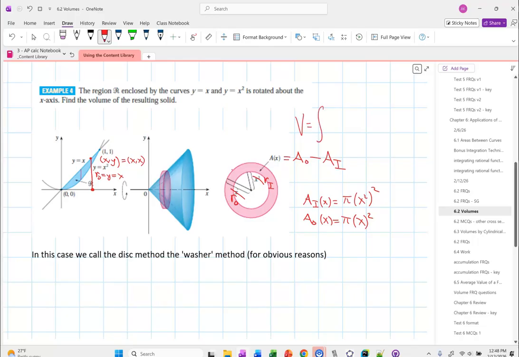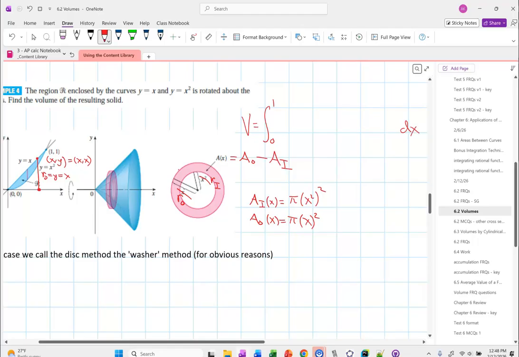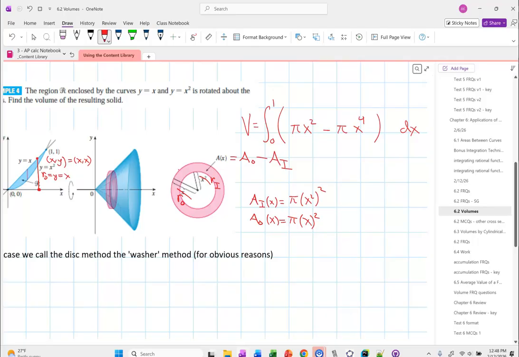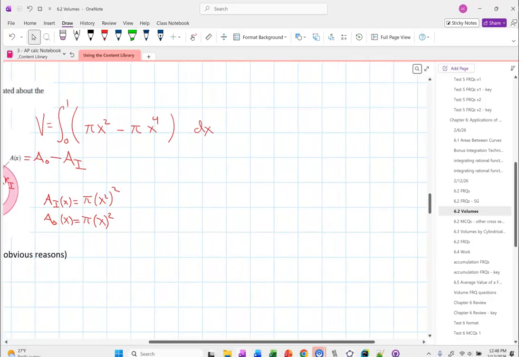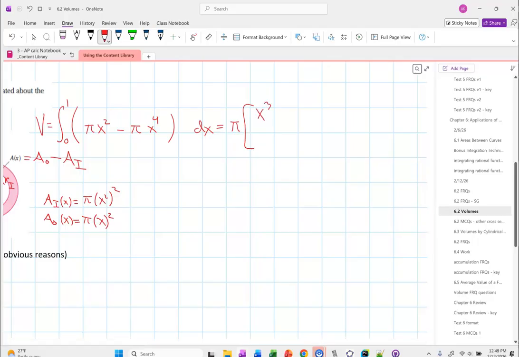So my volume then is going to be the integral. We're integrating perpendicular down the axis of rotation still. So we start at x equals 0 and end at x equals 1. Because we're going down the x-axis, it's with respect to x. And then we have R outer minus R inner. Everybody's okay there? And now we just evaluate. So I'll pull the pi out, antiderivatives.